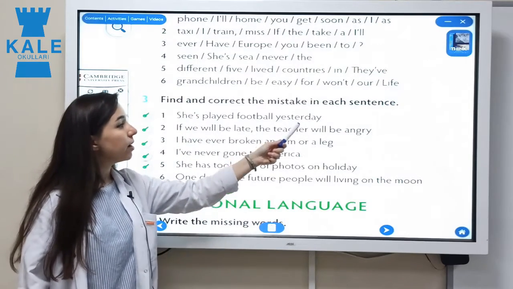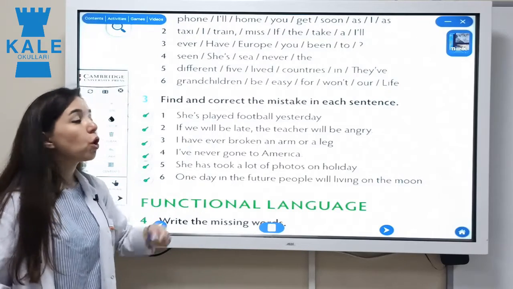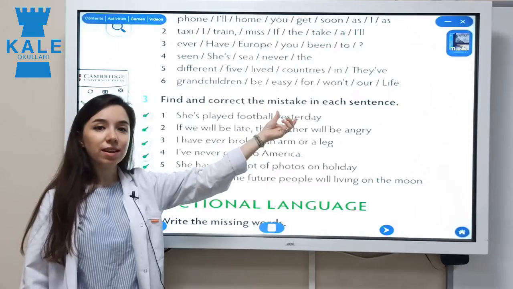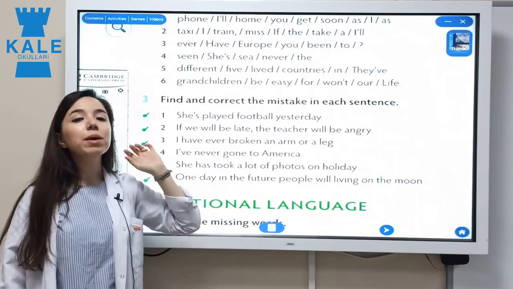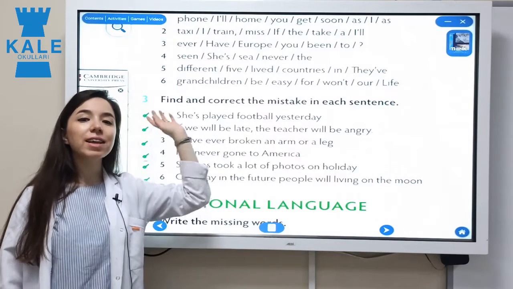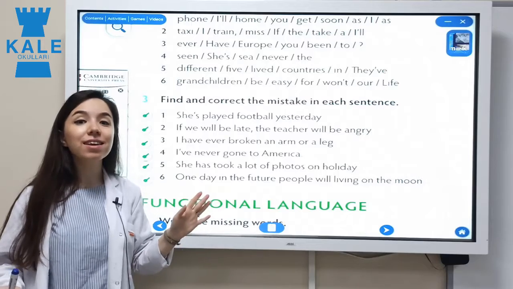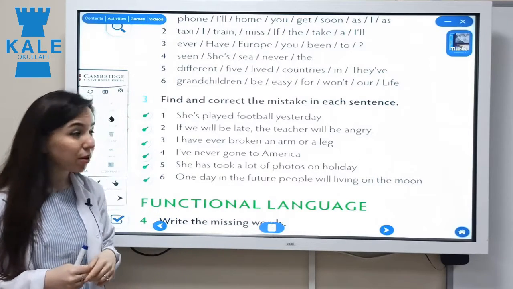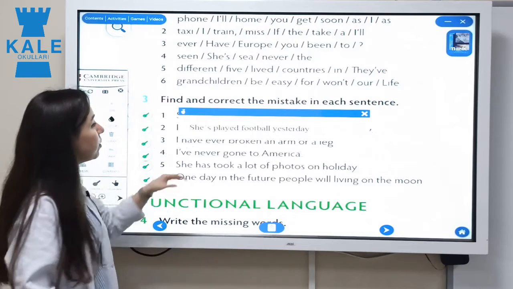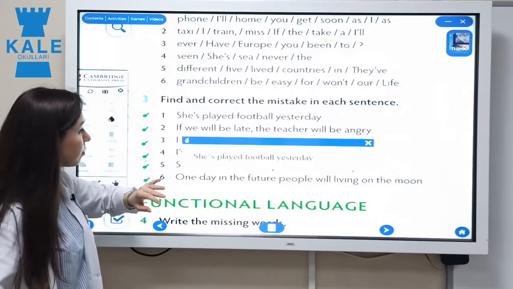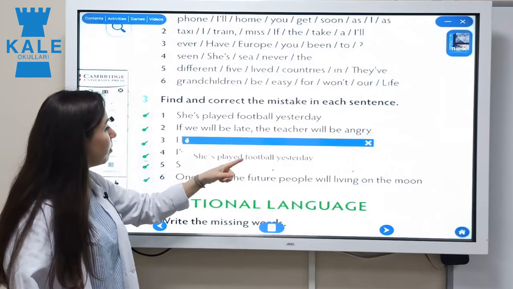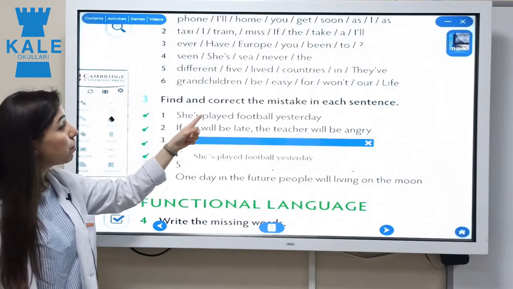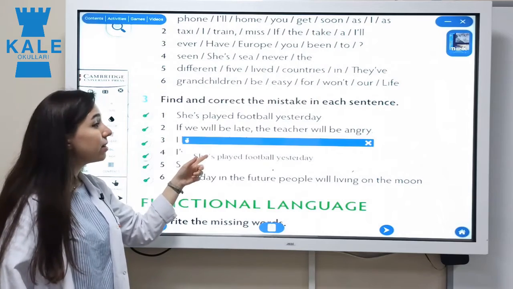We have here yesterday, yes? So, when we have a specific time, at the end of the sentence or at the beginning, we mention a specific time: yesterday, last week, last year, 10 days ago. Our sentence is past simple, not present perfect simple. Yes, so what should we write? Played football yesterday. So this is not the correct answer. She played football yesterday. Look at here.